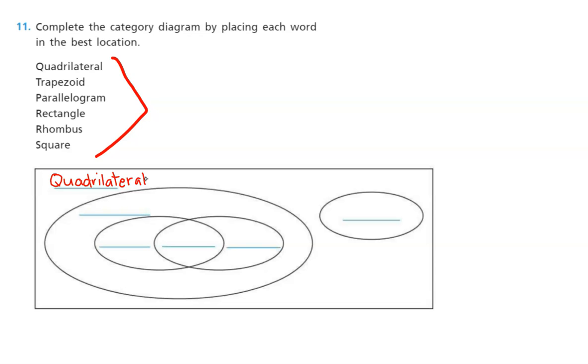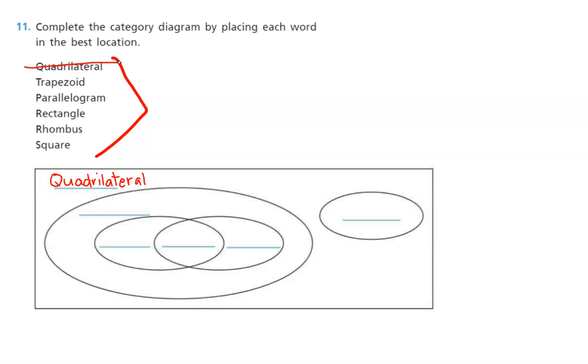So that's telling me, just like in a Venn diagram, that anything inside of this box is considered to be a quadrilateral, which we already know to be true. Quadrilateral is just anything with 4 sides. And it has 4 angles.